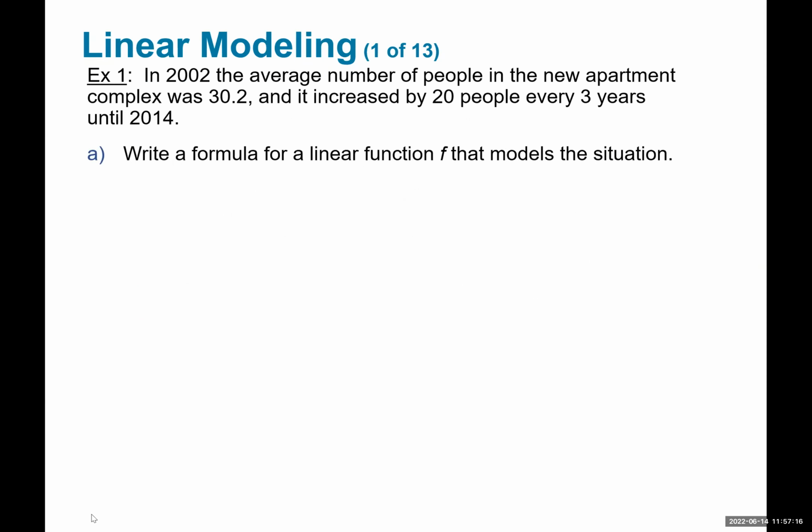So the first example is through linear modeling, and this again is a real world example. In 2002, the average number of people in the new apartment complex was 30.2. Just so weird. How do you have a 0.2 person? But that's the average number of people. So obviously, we're not talking about the actual number of people, but the average number of people. It increased by 20 people every 3 years until 2014. So let's write a formula for this equation that models this whole situation.